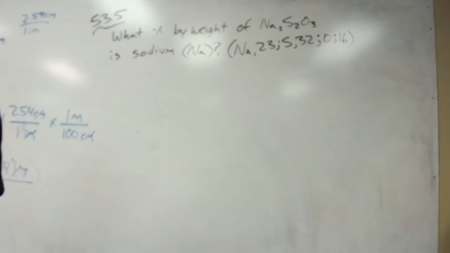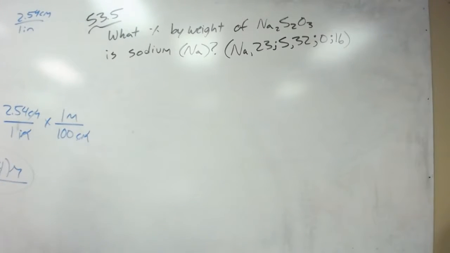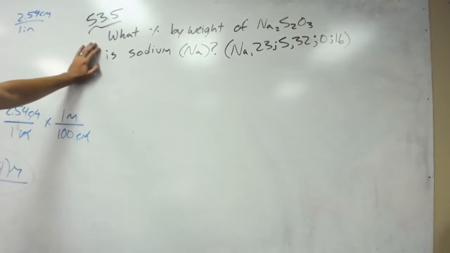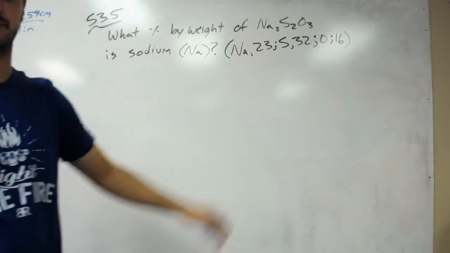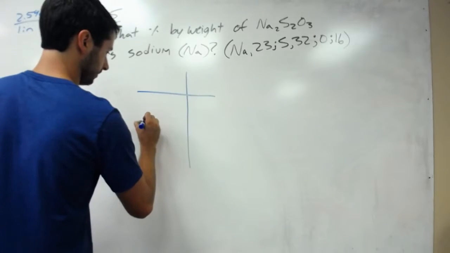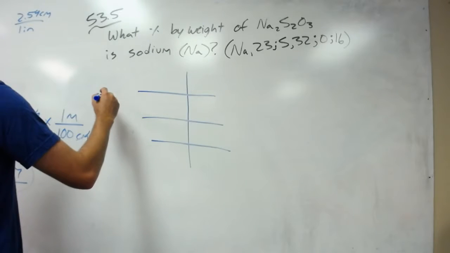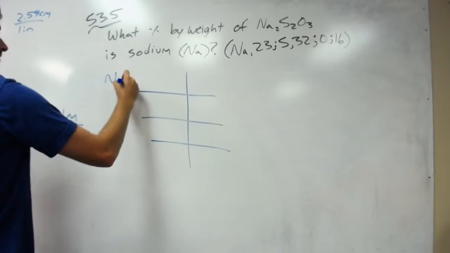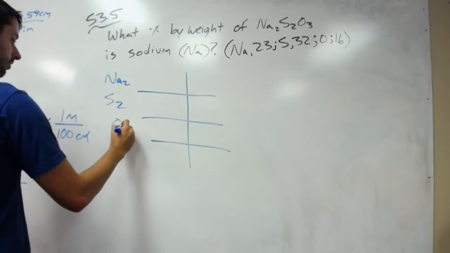One more type of problem and concept in this lesson. This is a really easy one. Okay, it says what percent by weight of Na, whatever that total chemical is, Na2S2O3, is sodium. Sodium is Na. If these are all your measurements, what we're going to do is that same ratio box. Now there's 4 of them, so I've got to make 4 spots. We have Na2, S2, O3, and then your total.